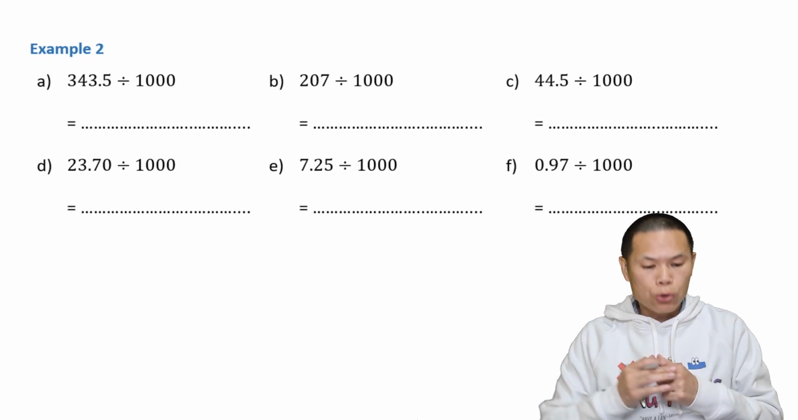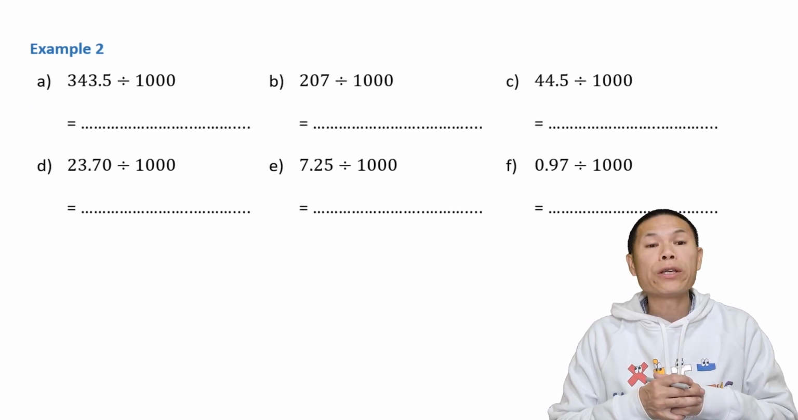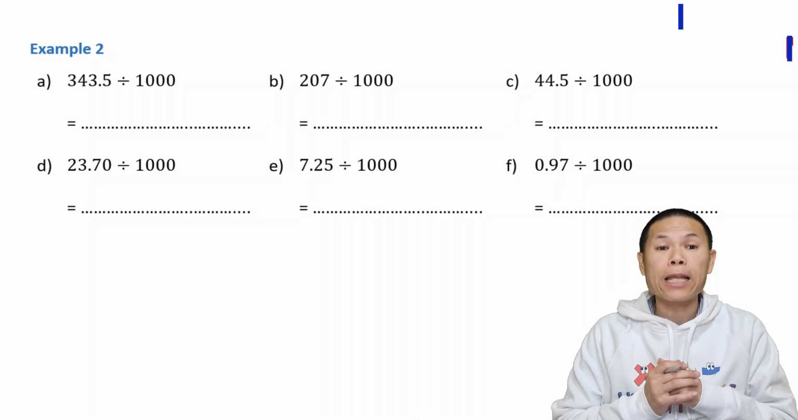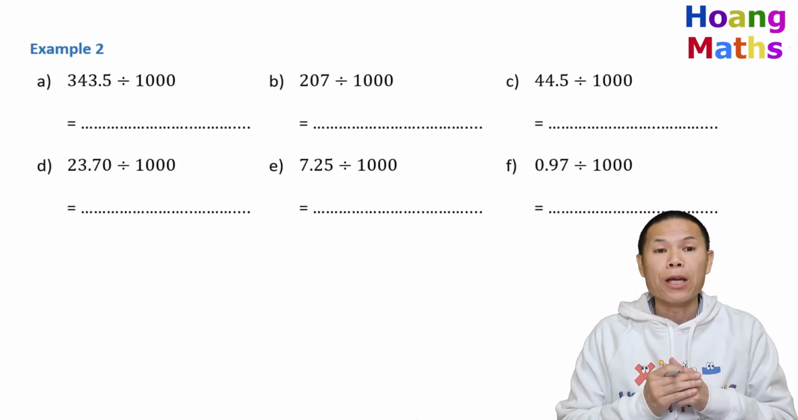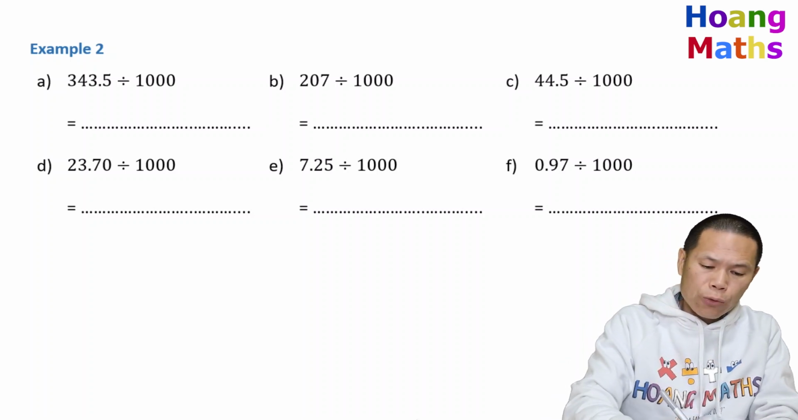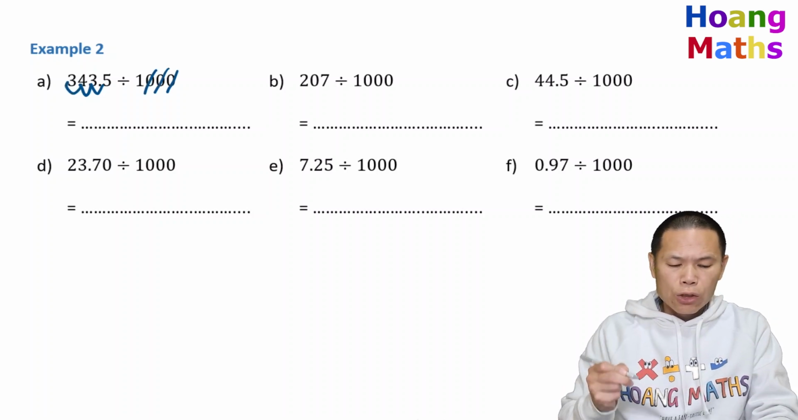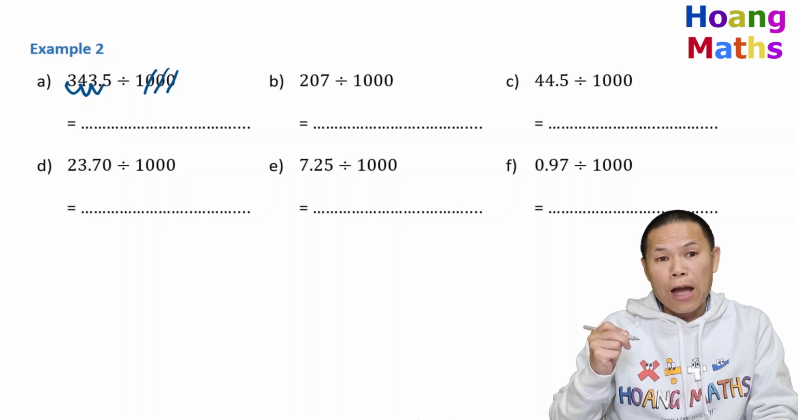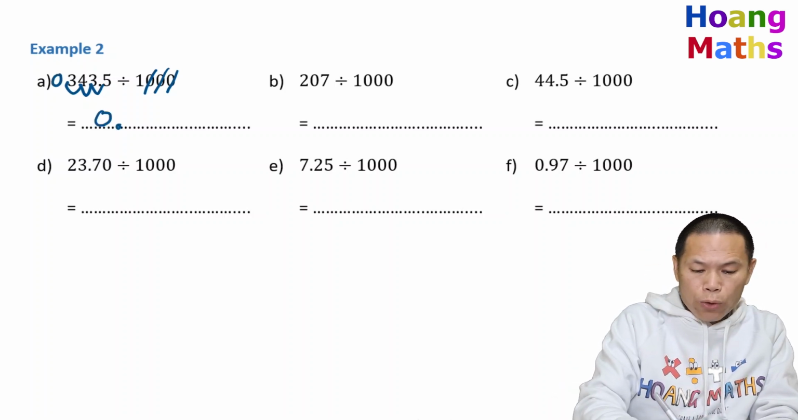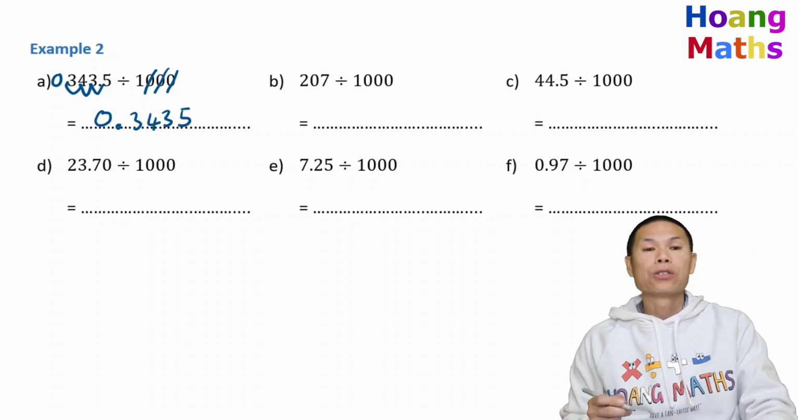Let's go through example 2. So we have 343.5 divided by 1,000. So the answer should be less than 343.5. So this means that the decimal point moved to the left, okay? So we just move 1 unit, 2 unit, 1, 2, and move 1 more time, you cancel that. So 0.3435. So I can put a 0 in front here. So the answer is 0.3435. So there you go.